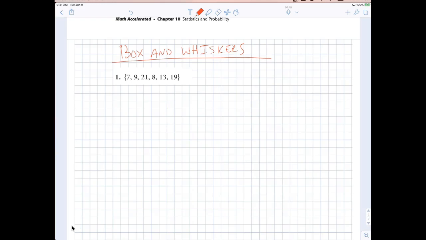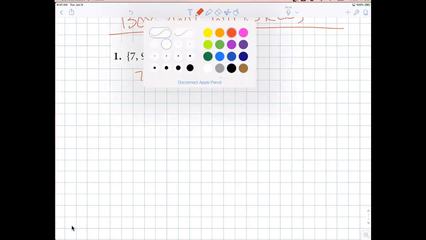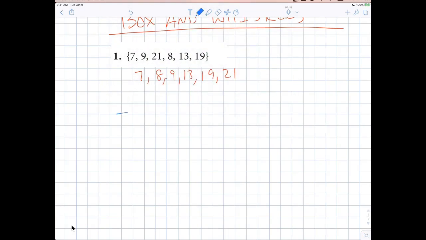So I first want someone to list out the numbers from smallest to largest. From smallest to largest. Come on, girls. 7, 8, 9, 13, 19, and 21. So I need everybody to do that for me. All right, everybody do that. We just put those numbers in order: 7, 8, 9, 13, 19, 21. Now what I want is, we're going to make a number line. Not really a number line, but you're going to make it.